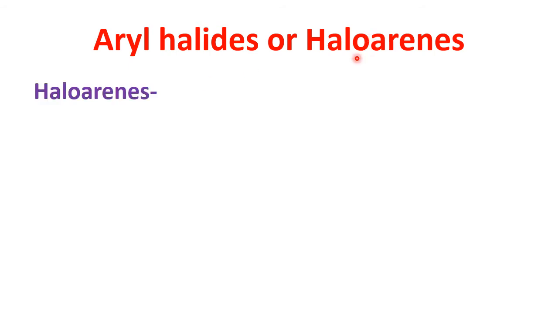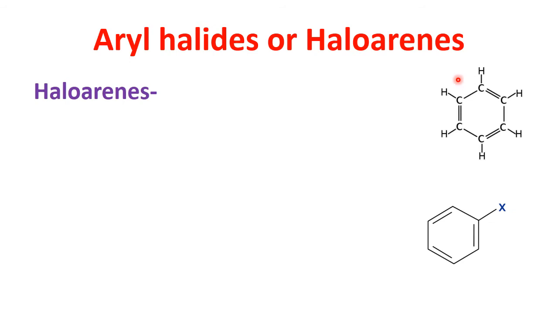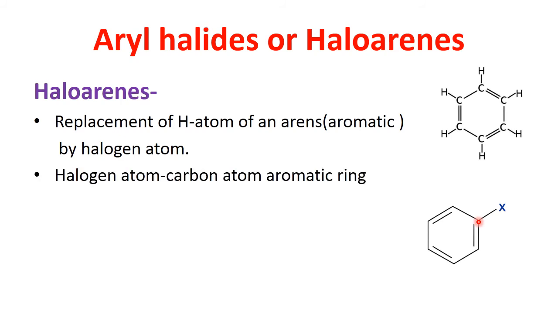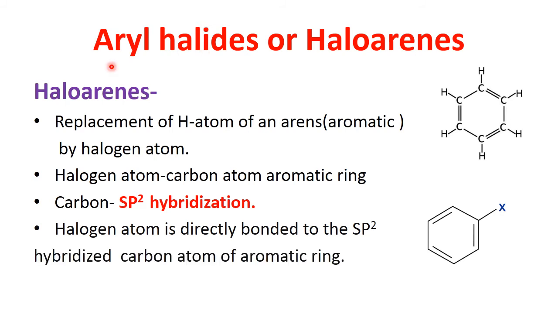What is meant by haloarenes? Haloarenes means replacement of a hydrogen atom of an arene or aromatic compound by a halogen atom. In this case, the halogen atom is bonded to a carbon atom, and that carbon atom is bonded to the double bond, and therefore it undergoes sp2 hybridization. So aryl halides are also defined as the compounds in which the halogen atom is bonded to the sp2 hybridized carbon atom of an aromatic ring, and we call them aryl halides or haloarenes.